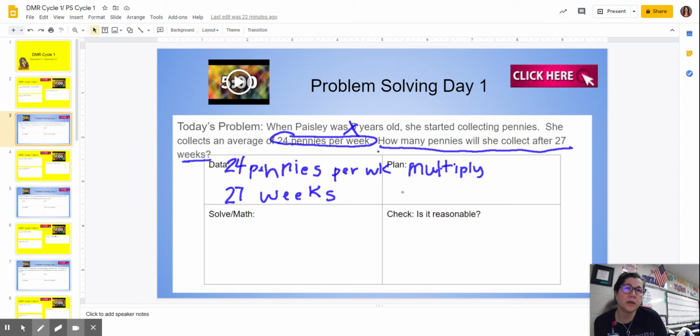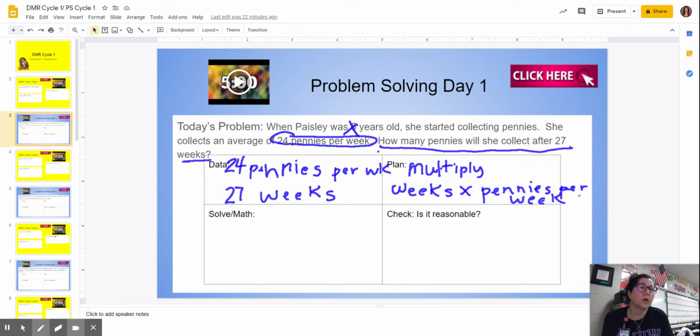And what are we going to multiply? We're going to multiply the number of weeks times pennies per week. Per is a fancy word for each. So that means I'm going to take 27 and multiply it by 24. Now, if you choose to multiply 24 by 27, that's fine. I just like to multiply with 2s and 4s better than 2s and 7s. And 2 times 3 is the same as 3 times 2, so you can flip them over if you want.